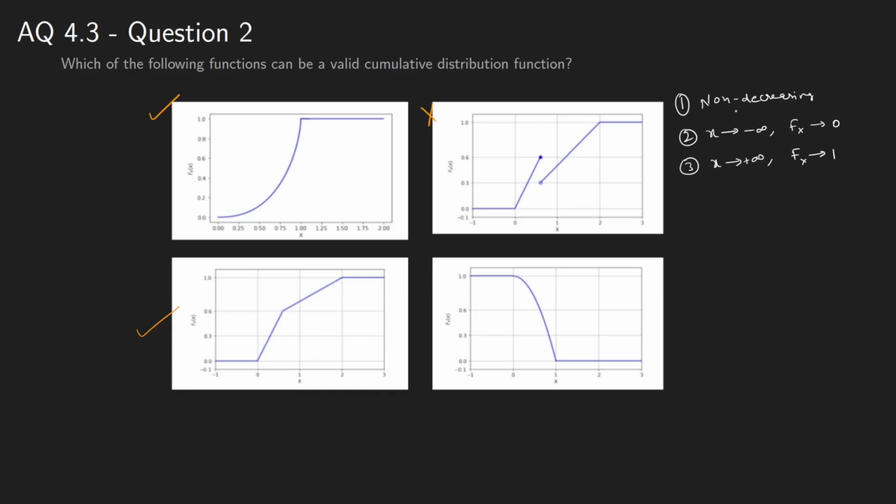What about the fourth one? Let's check the first condition for this also. It should be non-decreasing, but it is decreasing. So we can conclude that it is not a valid cumulative distribution function. So only the first and third options are correct.